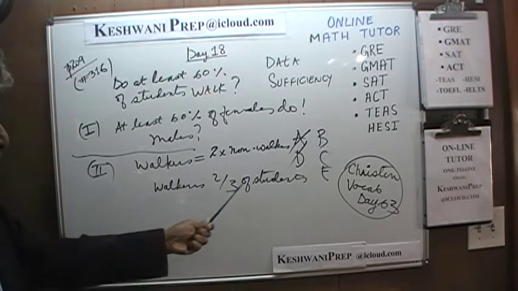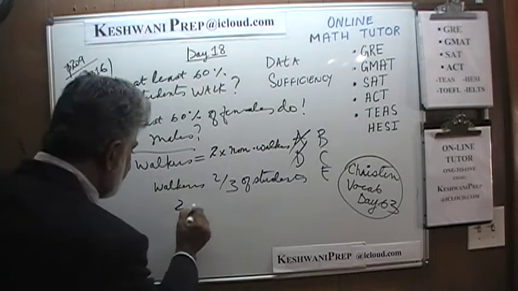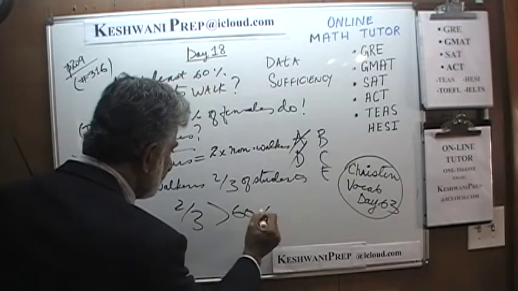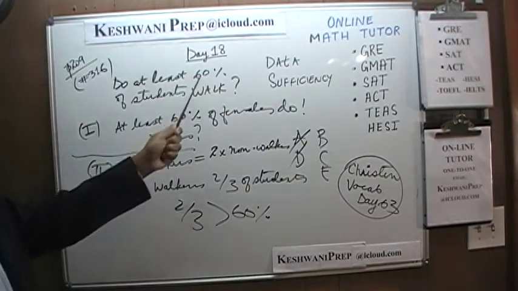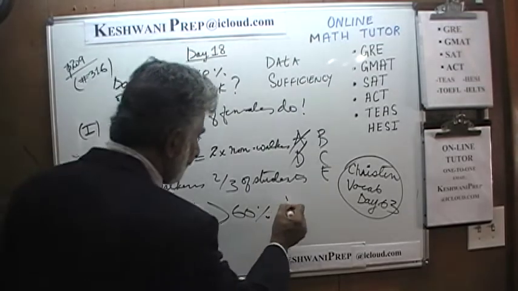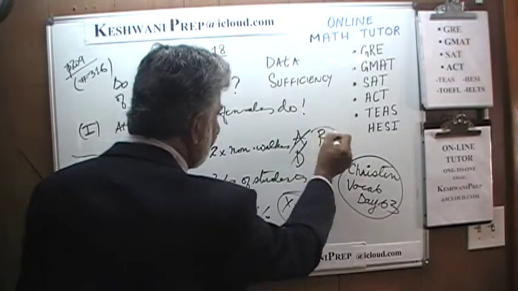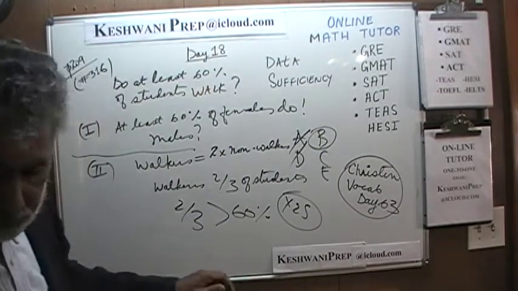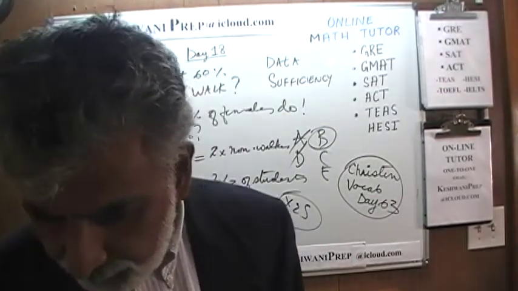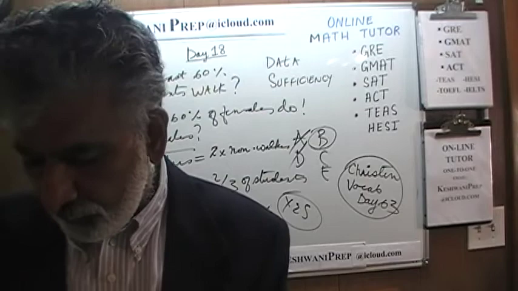There you go. Walkers must be two-thirds of students, which is greater than 60%. The question was, do at least 60% walk? The answer is yes. The second statement by itself is enough. The answer is B. Not because the answer turned out to be affirmative, not because we are able to say yes.